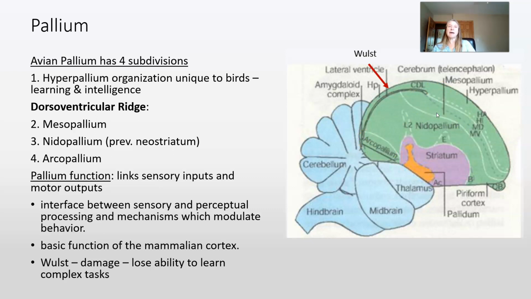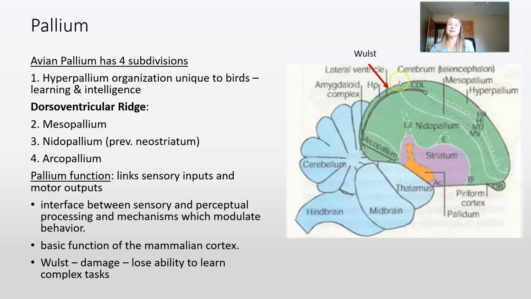So in general, the pallium function is to link sensory inputs and motor inputs, just like in mammals. Our frontal cortex is for motor, and our parietal cortex is for sensory, and there's integration between those. So in birds, they have these 4 sections of the avian pallium that are connected for processing. This pallium is an important interface between sensory and perceptual processes and mechanisms that modulate behavior. It's the basic function of the mammalian cortex, so its function is similar to the mammalian cortex function.